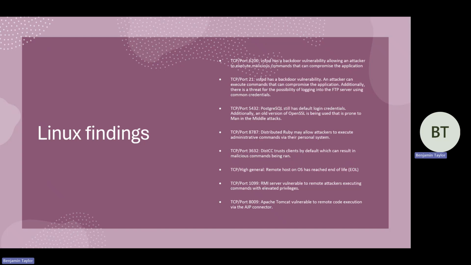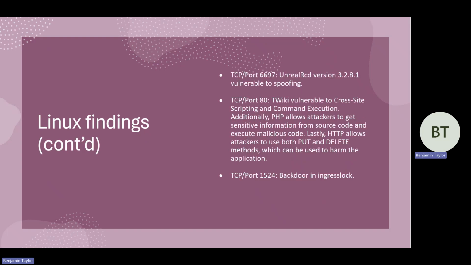Some other big names, big applications that I found were Apache, which was vulnerable to remote code execution, and TWiki, which was vulnerable to cross-site scripting command execution. PHP was allowing attackers to get some information from the source code of the application, which could allow them to do things like here in HTTP, where attackers were able to use the put and delete methods, which are very impactful to the app itself and could damage whatever work had been done there.